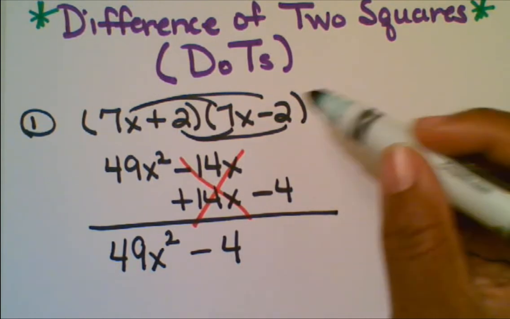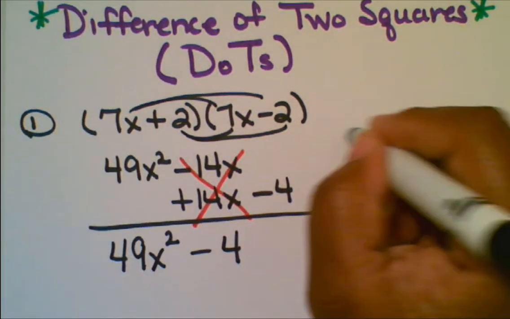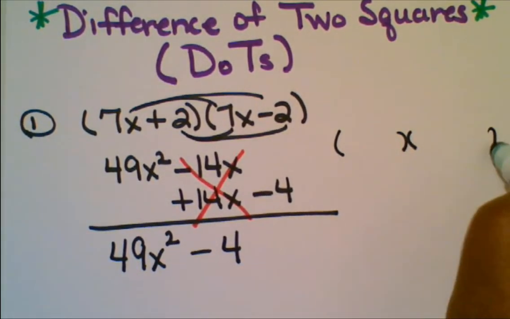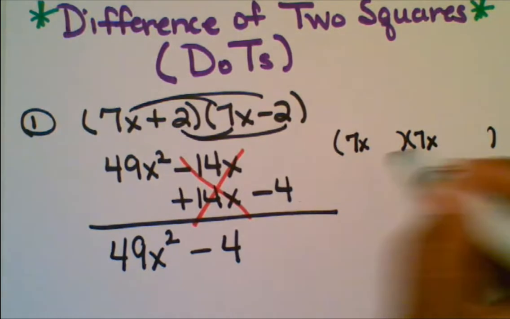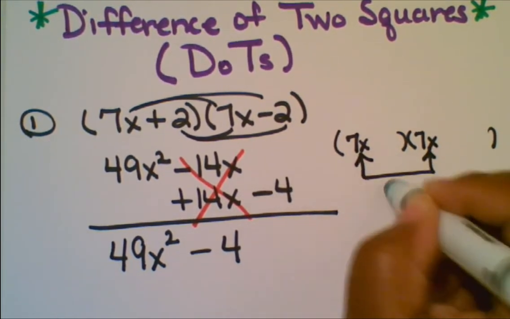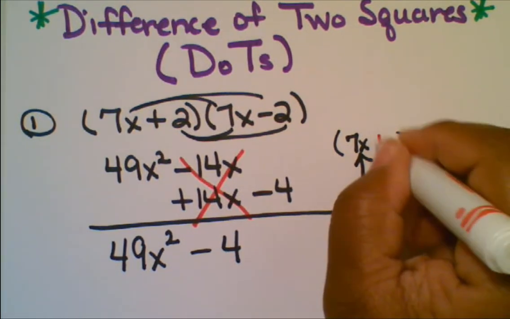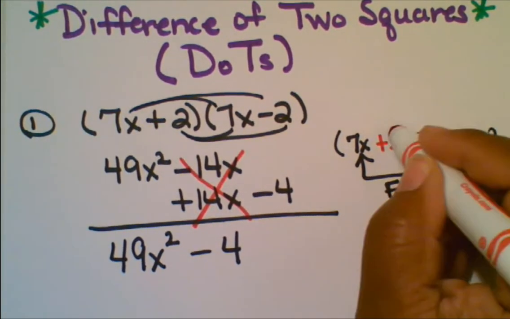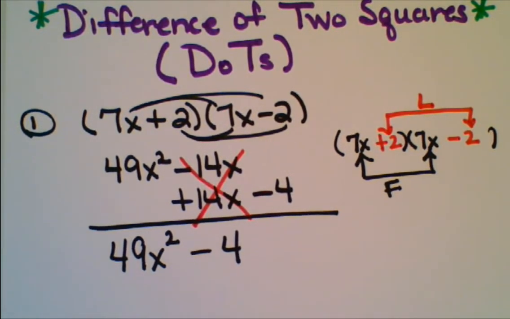So how would you know when to use this? We can use the FOIL, but what I want to say is at some point I want you to be able to recognize that whenever you have first terms that are the same, they are identical, and your last terms are opposites of each other, we've got a positive 2 and a negative 2, whenever you multiply those together, the outer and inner terms are going to cancel out.